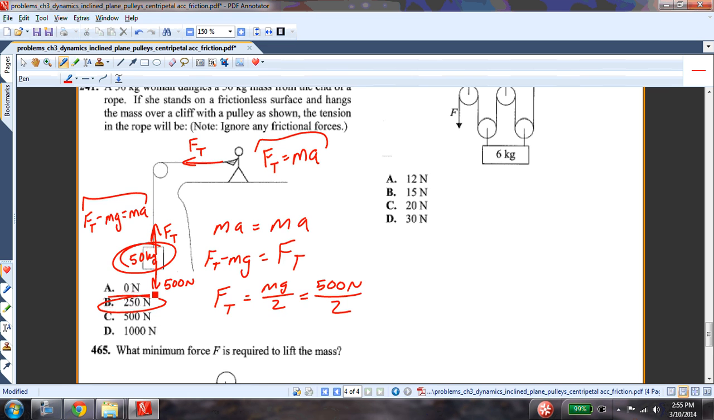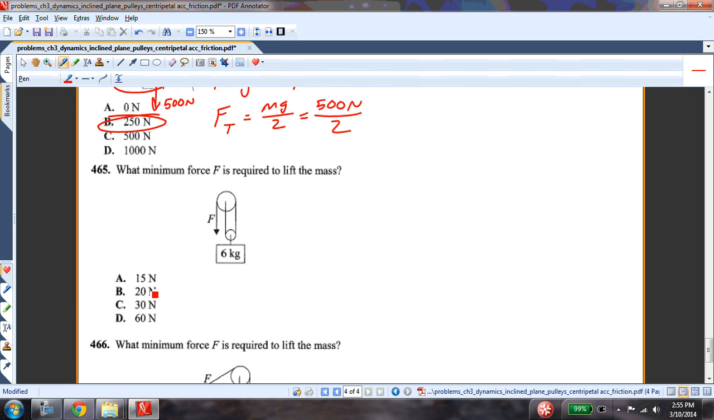All right. What is the minimum force required to lift this mass? I have this pulley system. There are lots of problems I've seen on the practice test for this. Basic tension problem, I apply a certain force here, and that tension is applied here and here. So I have twice the tension holding up this. This is 60 newtons. That means that each of these has to apply 30 newtons. So the minimum force required is 30 newtons.